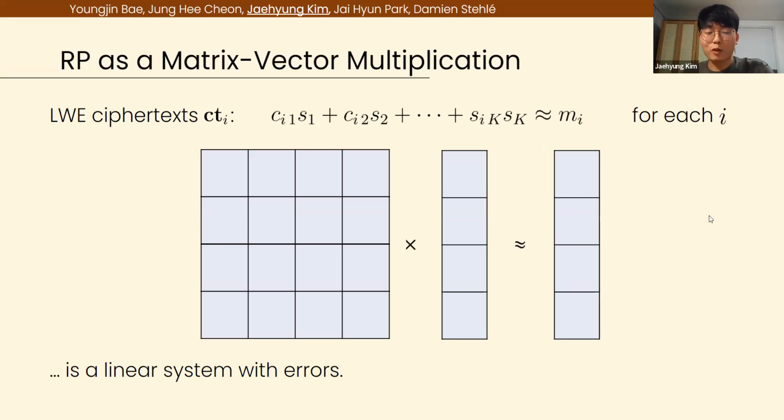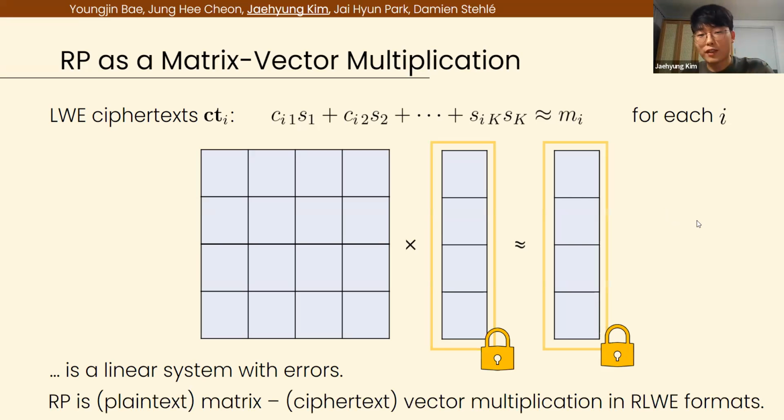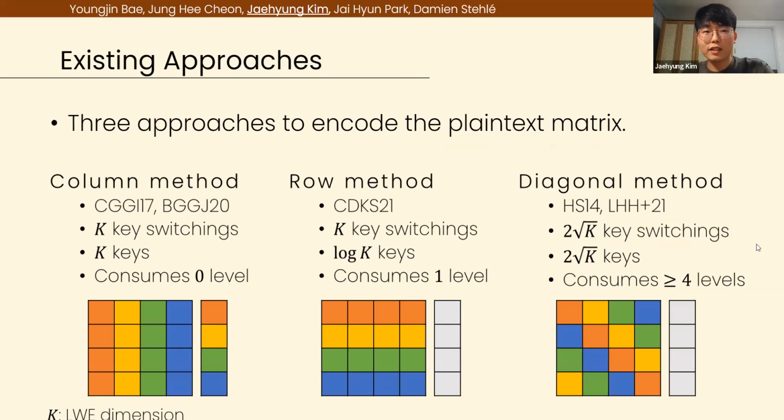And the typical way to do ring packing is we encrypt the secret key vector and homomorphically compute plaintext matrix times ciphertext vector multiplication. If we do this, then it results in ring LWE encryption of message vector, and this is the desired form. So this is how ring packing is regarded as matrix vector multiplication. And if you keep this in mind, then existing approaches can be represented in terms of matrix times vector multiplication.